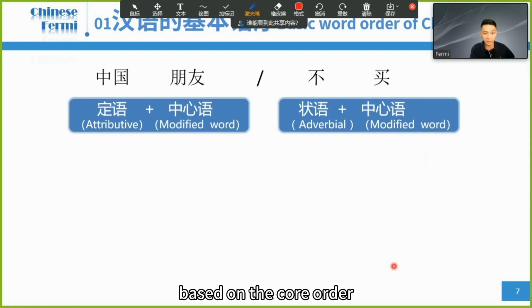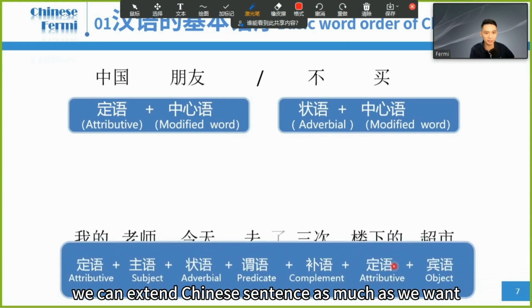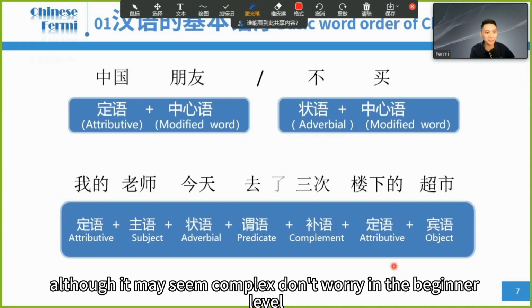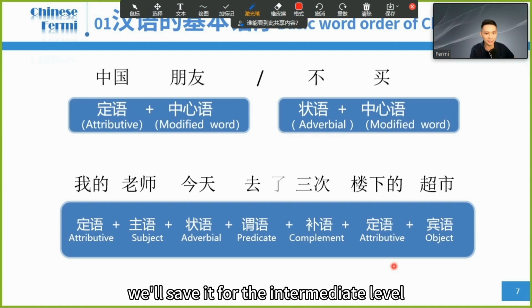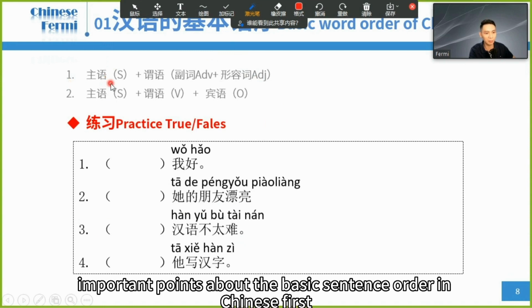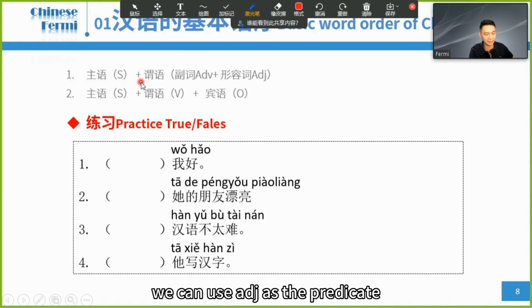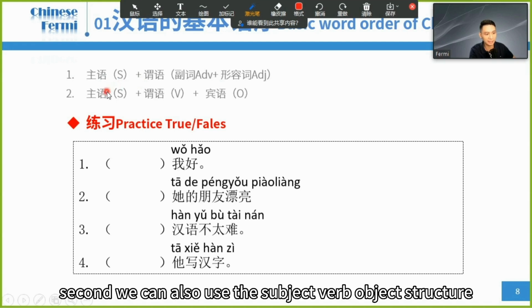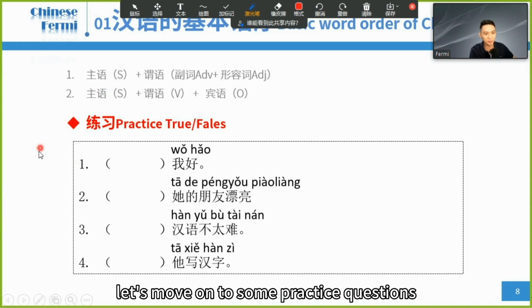Based on the core order, we can extend a Chinese sentence as much as we want. Here are all the elements you may encounter in Chinese sentences based on their orders. Although it may seem complex, don't worry, in the beginner level we won't cover all of them. We will save it for the intermediate level. To summarize, there are two important points about the basic sentence order in Chinese. First, we can use an adjective as the predicate, but remember to include an adverbial modifier before it. Second, we can also use the subject-verb-object structure. Now, let's move on to some practice questions.